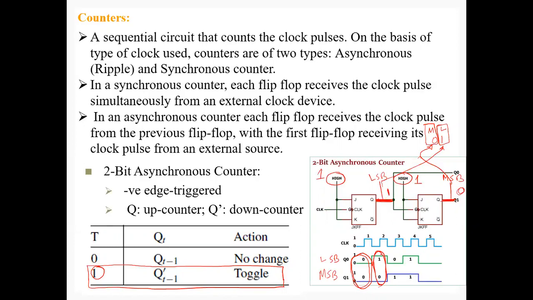How do I know? From the diagram here. Look at this, from the diagram. So 0, 1, right? MSB 0, LSB 1, which is 1. Now at the time, LSB is 0, MSB is 1. Then what do you get? 2. Now at the time, LSB and MSB both 1. What do you get? 3. 1 and 1, 3. So this counter cannot count more than 3.